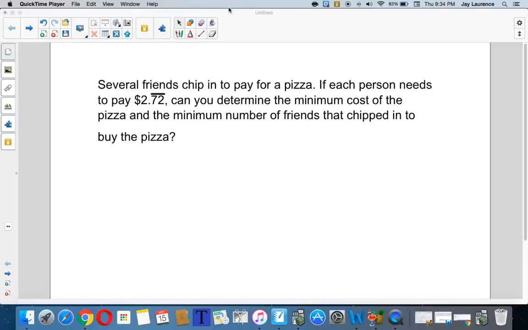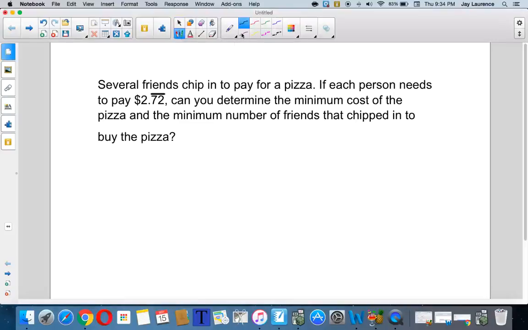I'm gonna show you a problem that the Algebra Light kids know how to do. And it seems very difficult, but it's simple. So let me read you this problem. It says several friends chip in to pay for a pizza. If each person needs to pay $2.72 repeating, can you determine the minimum cost of the pizza and the minimum number of friends that chipped in to buy the pizza? Now, you're thinking, Mr. Lawrence, I don't have enough information to do this problem. Actually, you do. And like I said, it is simple.